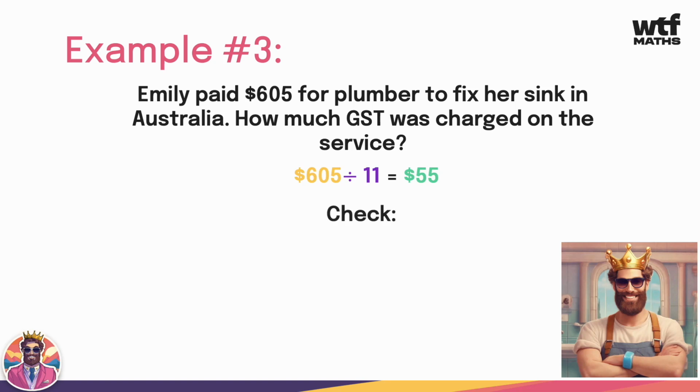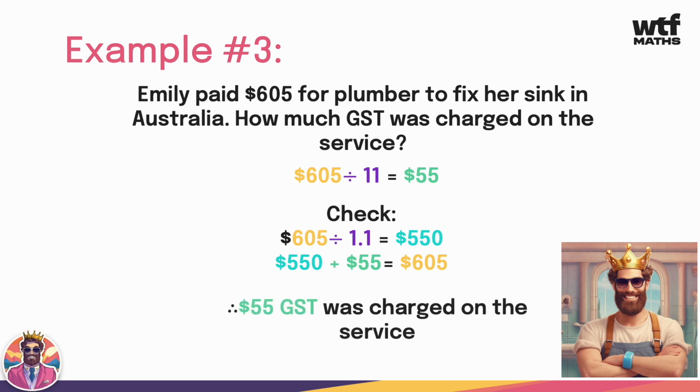Now, we could check this answer to see if it makes sense. $605 divided by 1.1 means the original price was $550, and 10% of $550 is $55, so it all adds up. So $55 GST was charged on the service. So to keep it super simple, if you want to find the GST that you paid, just divide by 11.